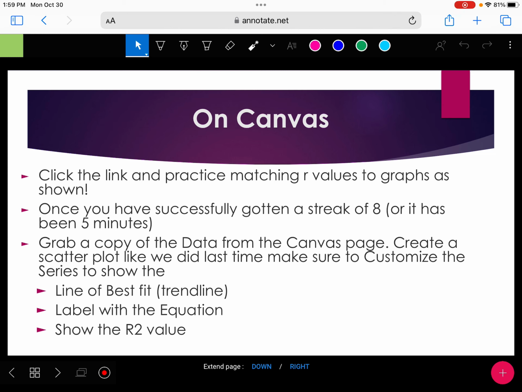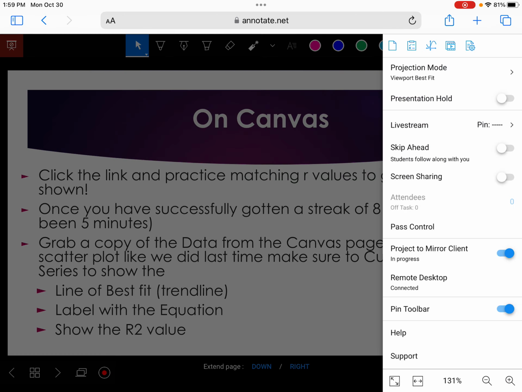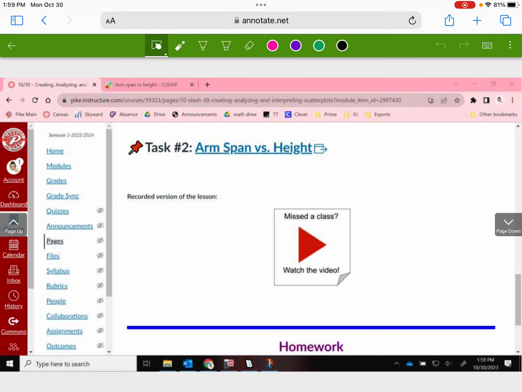Once you get your streak of 8, go and grab the data set for arm span versus height. It's in that same Canvas page, just below it. This data set on today's page is used in the homework for tonight. We're going to build the graph and equation that you're going to compare with tonight's data. Okay? So take just one more minute and keep working on those R values if you haven't reached your streak.